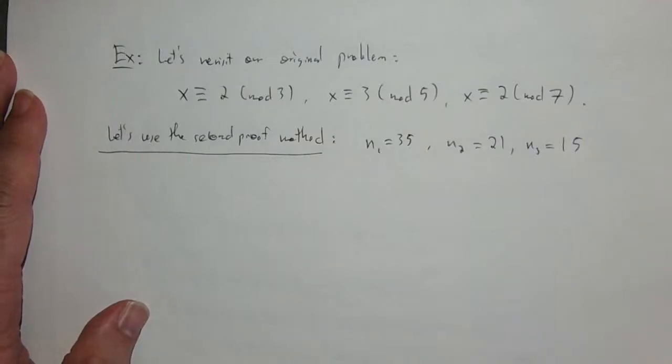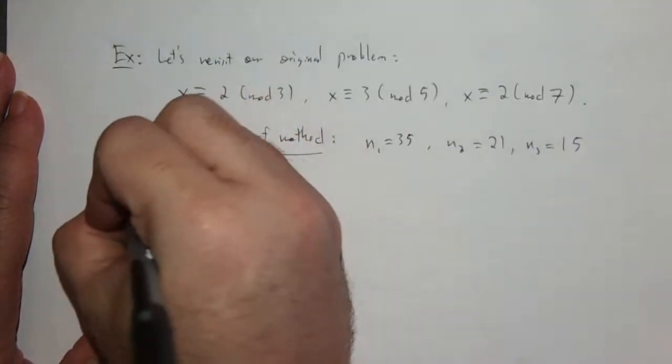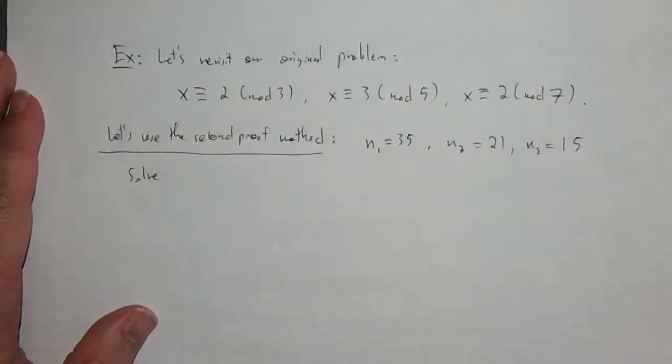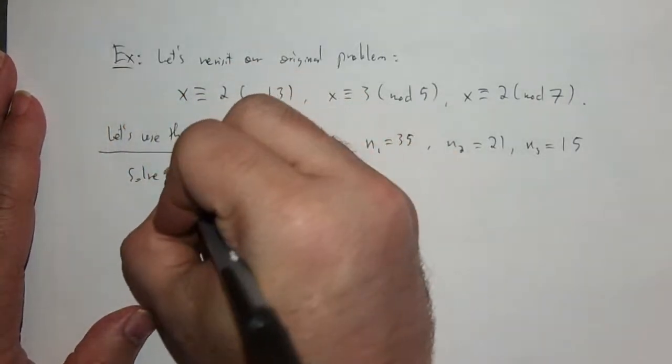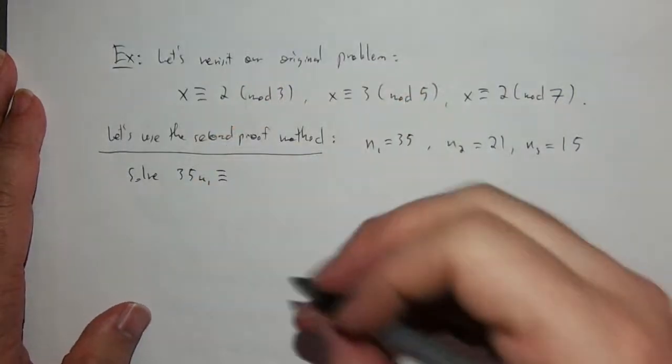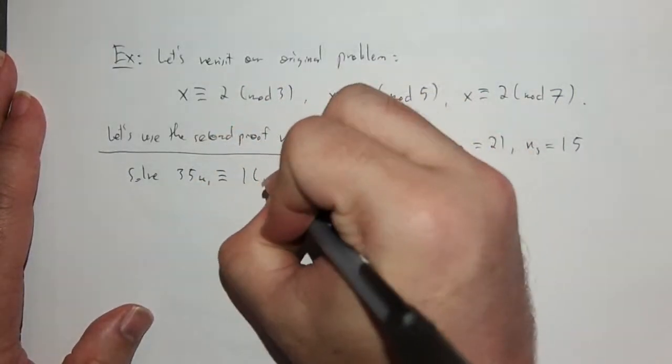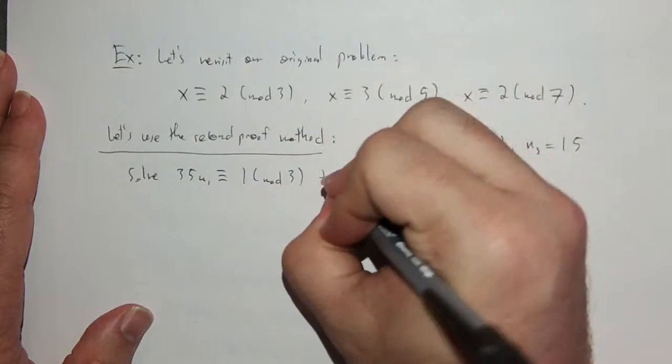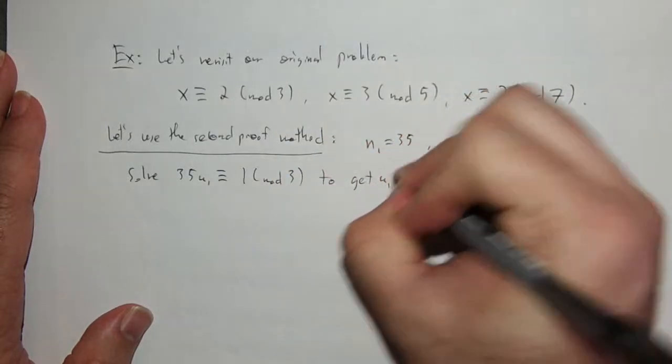So then I solve 35 times u sub 1 is congruent to 1 mod 3 to get u sub 1 is 2.